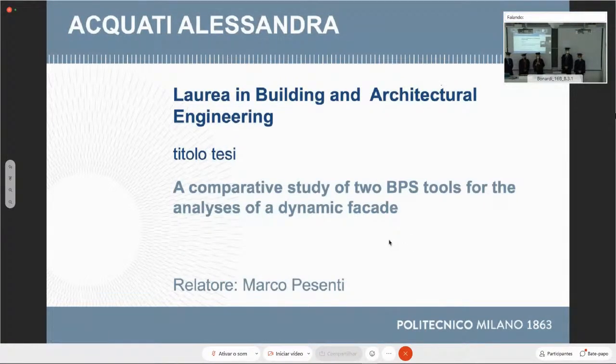Alessandra Acquati, a comparative study of two BPS tools for the analysis of a dynamic facade. Alessandra, she's at home, right? Yes. Okay. 105. Thank you.